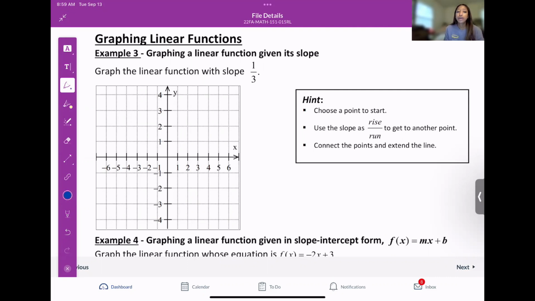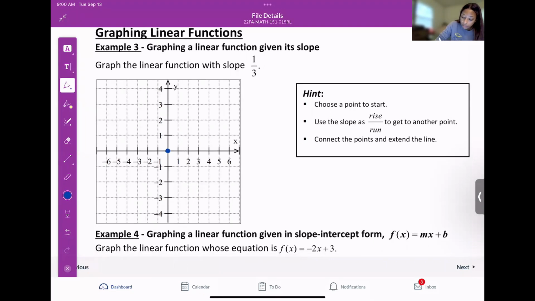So we're not given a y-intercept here. That means that you can draw any line with any y-intercept as long as the slope is 1/3. Okay, I'm just going to start at 0, 0 because that's an easy place to start. 1/3 being the slope means that the rise is 1 and the run is 3. That means we're going to go up 1 unit and then to the right 3 units to get another point. So if we go up 1 and over 3, that gets us to the point 3, 1.